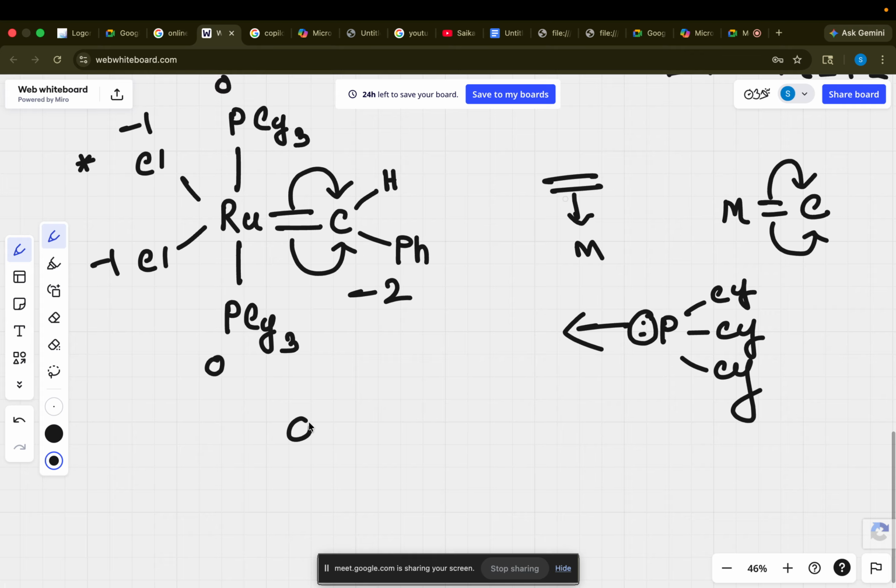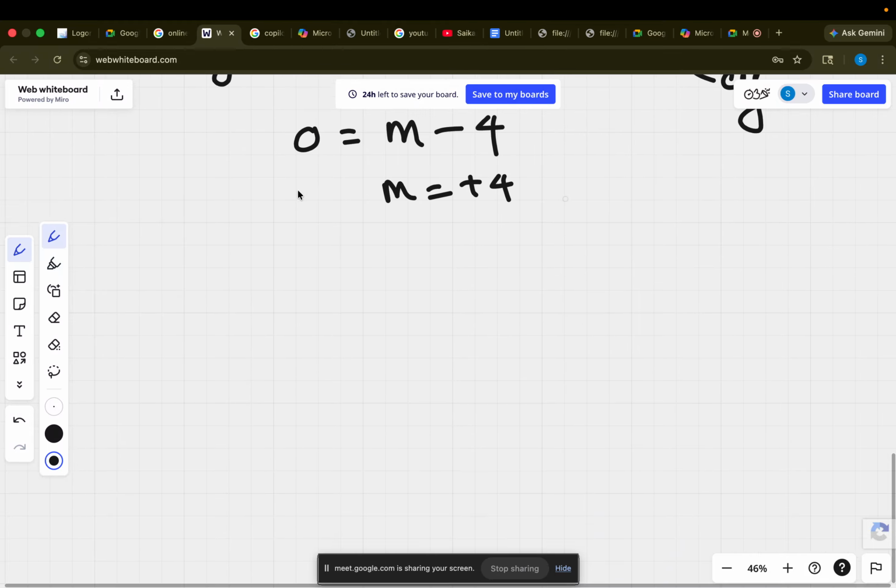So what I am getting: 0 is equal to metal minus 1 and minus 2, so that means minus 4, right? So M is equal to what? Plus 4. So ruthenium oxidation state will be plus 4. Clear? Clear? Done? Done, sir.